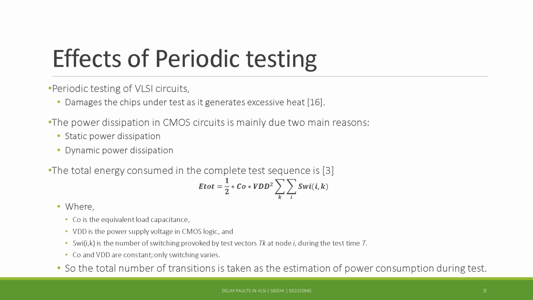The total energy consumed in the circuit during application of the complete test sequence is given as follows, where E is the total energy, equal to half into C0, that is the load capacitance, into VDD, that is the power supply voltage, summation, where SWi is the number of switching provoked by the test vector Tk at node i during the test period T. C0 and VDD are constant, only switching varies. So the total number of transitions is given as the estimation of power consumption during test.